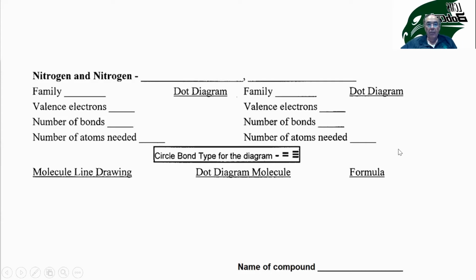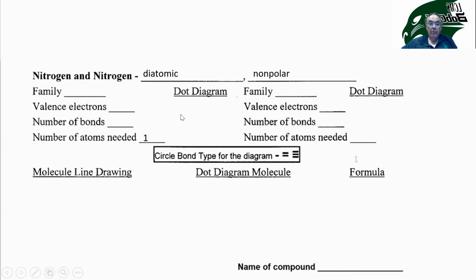Welcome back. Today we're going to finish learning about covalent bonding. So this next example is a nitrogen bonded to a nitrogen. So we know that that's a diatomic molecule because it's two nitrogens bonded to each other. And since it's diatomic, we know that it's going to be nonpolar.